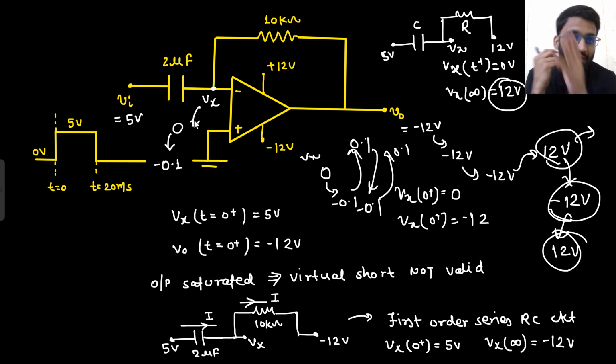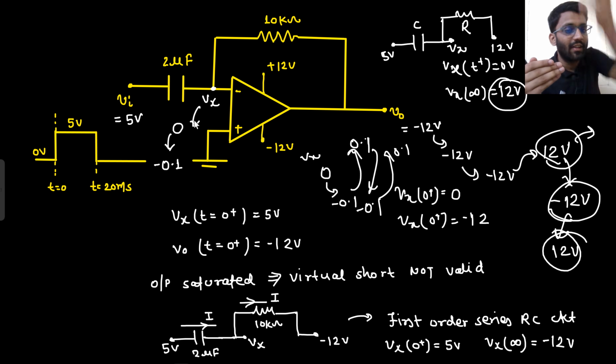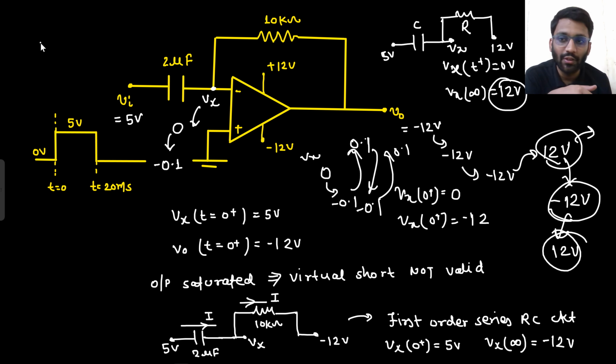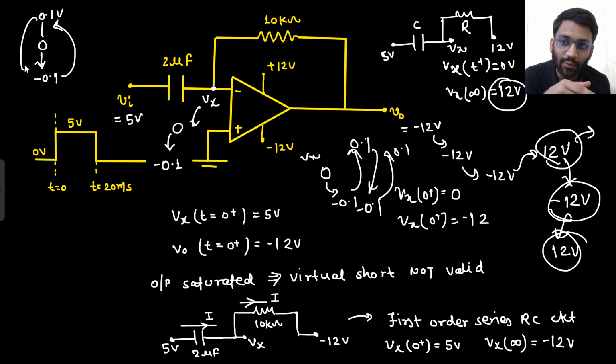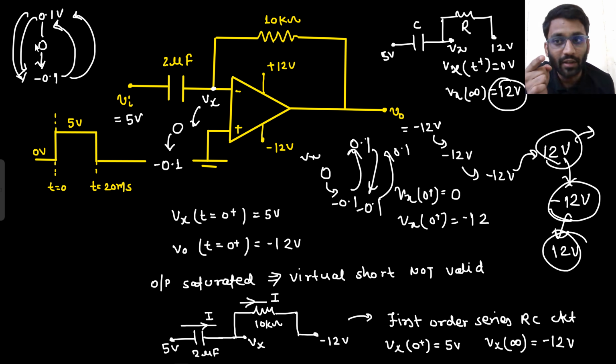The Vx node started from 5. It was going to 0. When it was going to minus 0.1, it was pulled up to plus 0.1. When it was trying to go to 0.1, it was pulled down to minus 0.1. So this was your Vx node. Initially it was trying to go to minus 0.1. Then it was pulled up to 0.1. Then again it was pulled down to minus 0.1. Again it was pulled up to plus 0.1. Again it was pulled down. So it neither went up, it neither went down. It stayed at 0 only. So it felt like the concept of virtual short is valid.